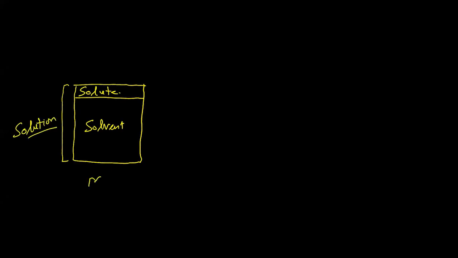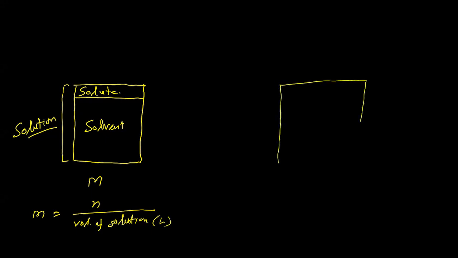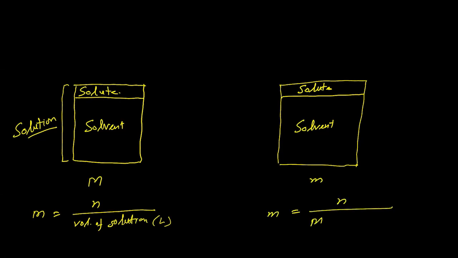In case of molarity, capital M, molarity will be number of moles of solute divided by volume of solution in liters. But if I'm talking about molality and I consider the same arrangement, solute, solvent, then in this case the molality, small m, will be number of moles, same thing, but divided by mass of solvent.